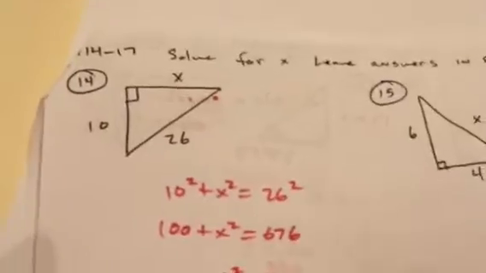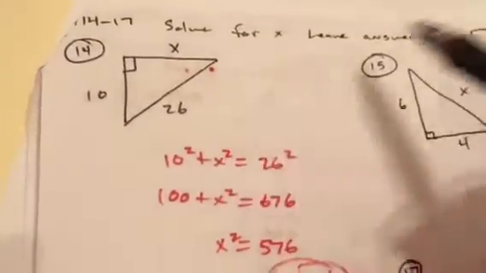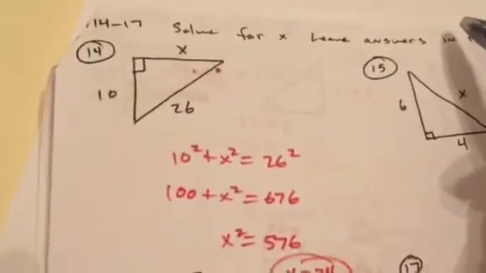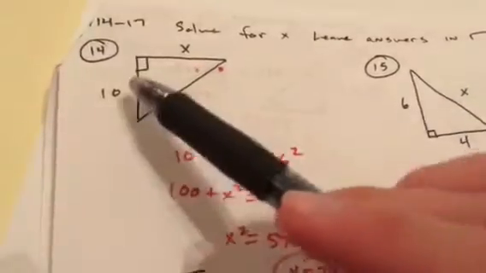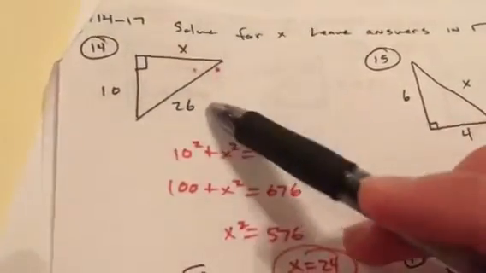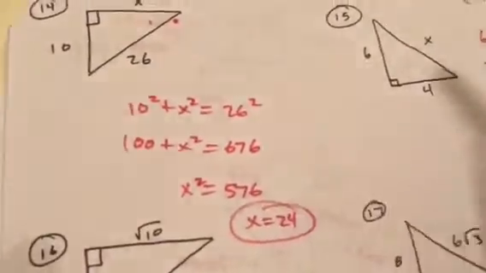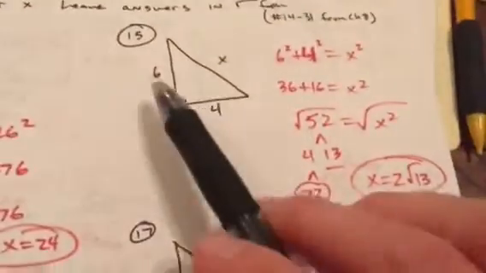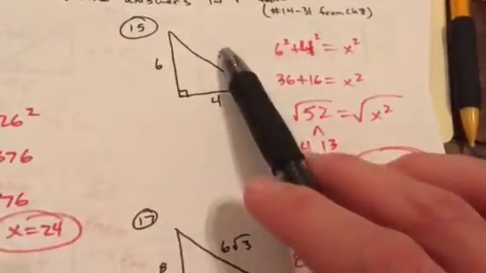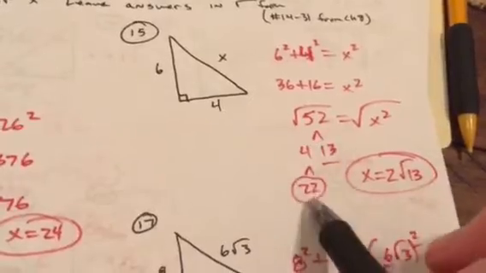Pythagorean Theorem on the next page. This is a 12, 13 double. Leg squared plus leg squared is hypotenuse squared. Take the square root of 576 in your calc. You get a good one. Leg squared plus leg squared is the hypotenuse squared. The square root of 52 is a decimal, so break it down to 2 root 13.